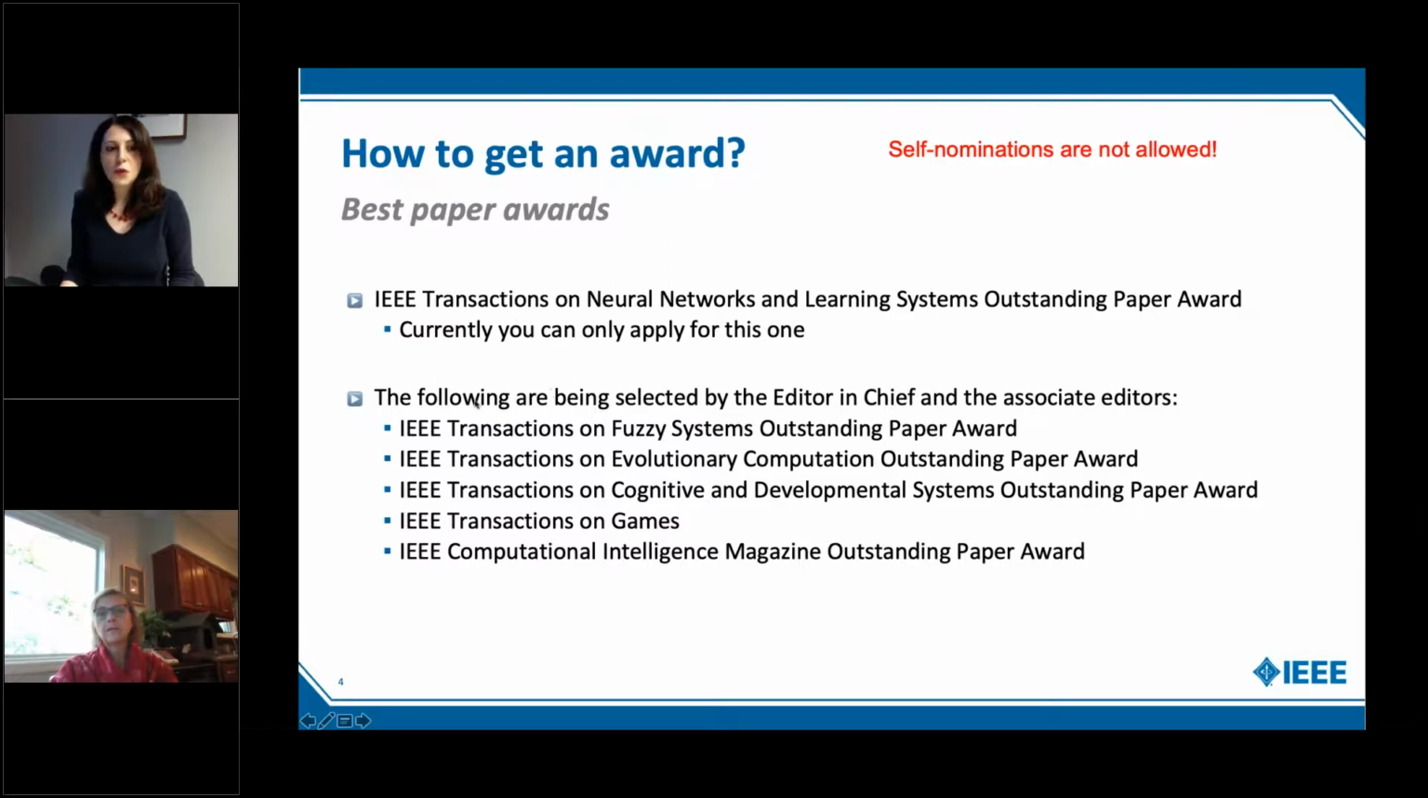So why is that? Because these journals, Transactions on Fuzzy Systems, Evolutionary Computation, and the others listed here, have a manageable number of submissions in a year. So the editor-in-chief and the associate editors select the best ones themselves. The one on neural networks has so many submissions and accepted papers that they cannot dig into them. So they say, okay, look, you can nominate yourself, and there is a committee reviewing them. And if you have a paper in that area, you should try to nominate.